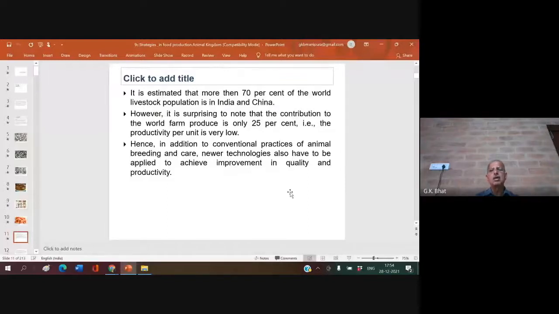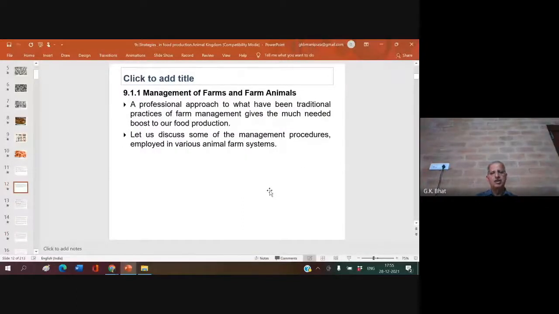Hence, in addition to conventional practices of animal breeding and care, newer technologies also have to be applied to achieve improvement in quality and productivity. Conventional practice means methods followed from age-old practices, the usual routine procedure followed by our elders and ancestors. Now let us see the management of farms and farm animals. A professional approach to what have been traditional practices of farm management gives the much needed boost to our food production.